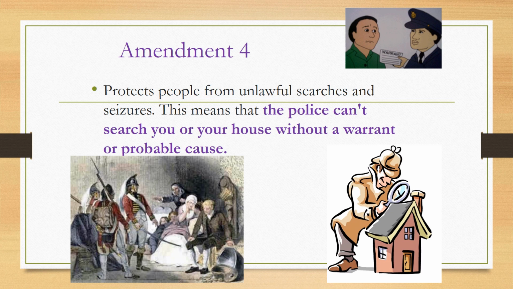Amendment 4 protects people from unlawful searches and seizures. This means the police cannot search you or your house without a warrant or probable cause. A warrant is a special form of permission from a judge saying that the police believe that you have something in your home or on your property or on yourself that is illegal. If the police come to your door and ask to search your house for whatever reason, you can say no. However, if they say that they have a warrant to search your home for whatever item or person they need, you cannot say no. You have to let the police in.